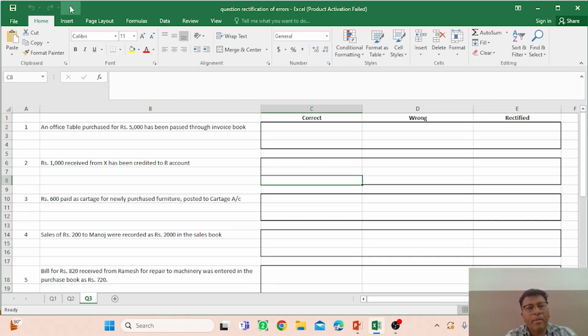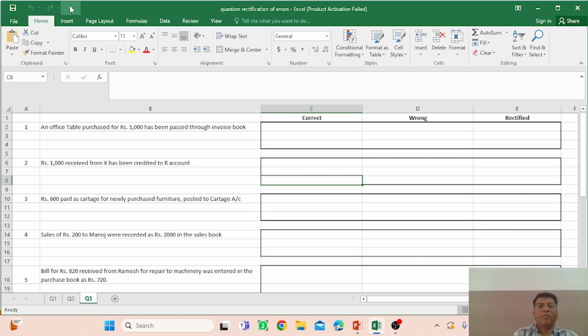Okay, the office table is purchased, which means a tangible asset comes in. So the office table is bought, and as per the rule you have to debit this particular account. But you find that in the invoice book it was posted wrongly. So how to correct it?